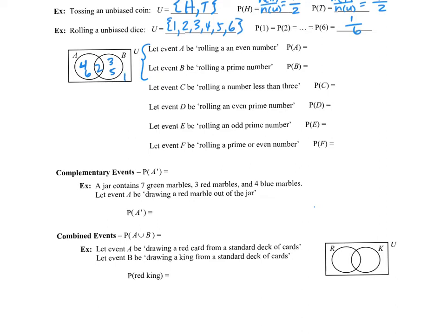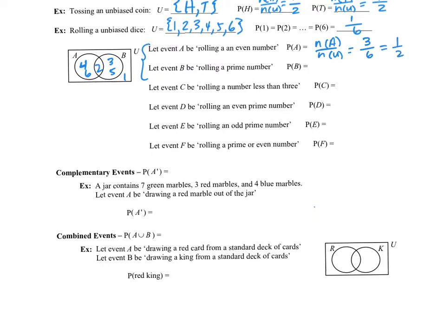Okay, so now let's look at our probabilities. The probability of rolling an even number. If you look at the even number circle, there are 3 possible outcomes. So if we look at the ratio of the number of ways that A can occur to the number of possibilities in the universal set, that would be 3 even numbers out of 6 possible outcomes, and that reduces to 1/2.